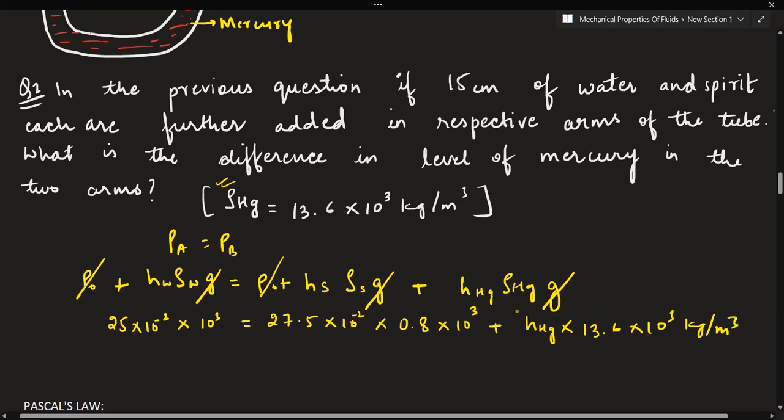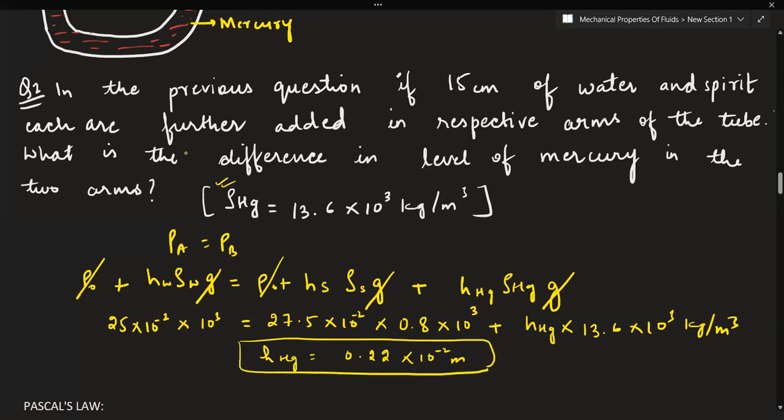So from this equation, will you be able to find H, height of Mercury? Yes, ma'am. Just try this after the class. Your answer should match with this, 0.22 into 10 to the power minus, approximately this. Okay, ma'am. So then note this down. Okay, ma'am. Done, ma'am.